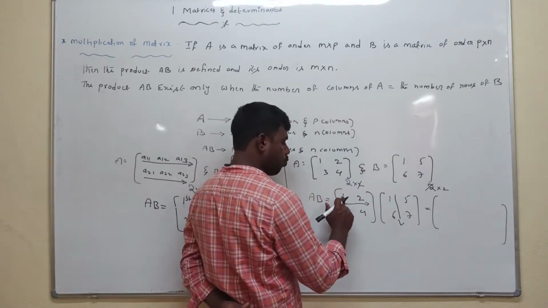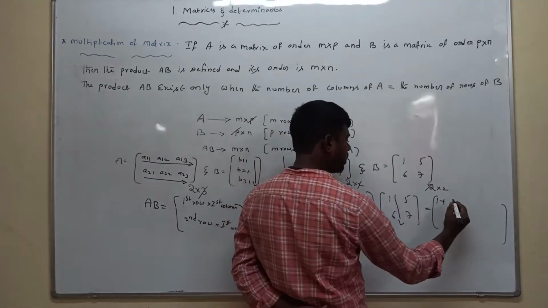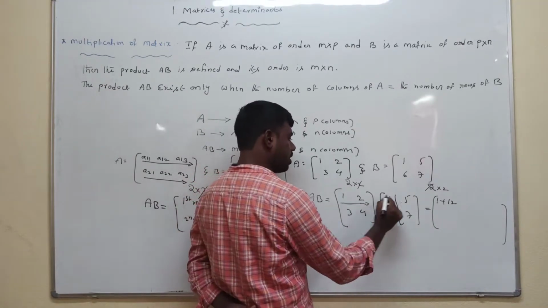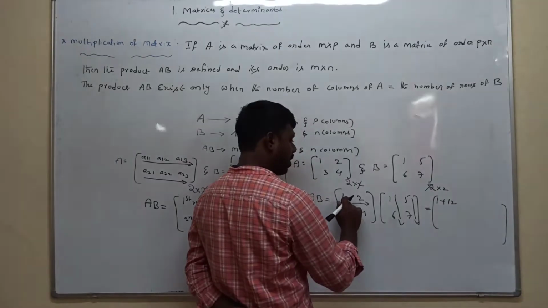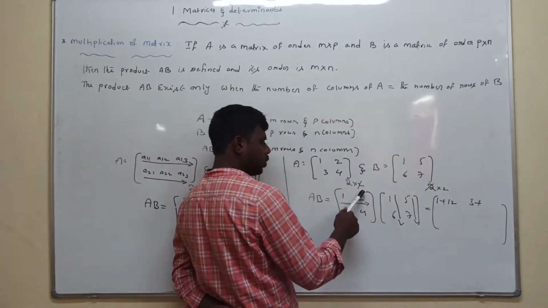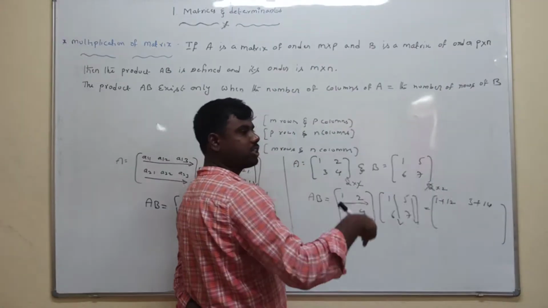That's why 1 into 1 is 1, plus 2 into 6. So first row, first column is over. This is first row, second column. So 1 into 5 is 5. After that, take the plus symbol: 2 into 7 is 14. So first row, first column and first row, second column are done.